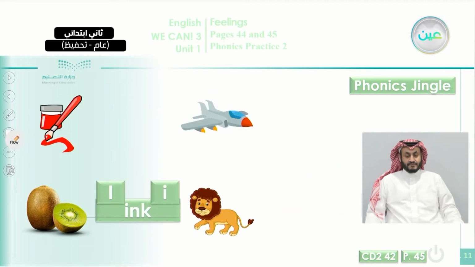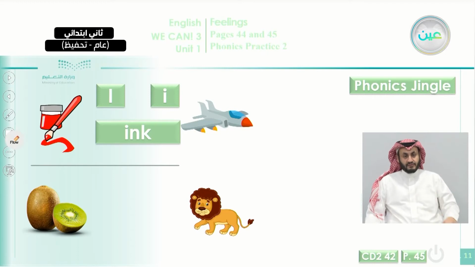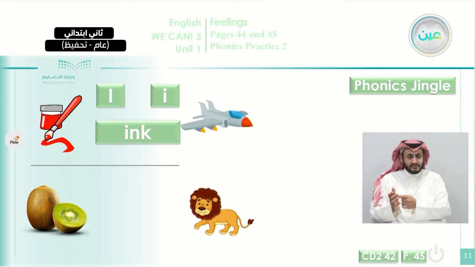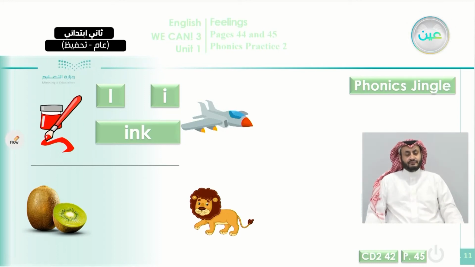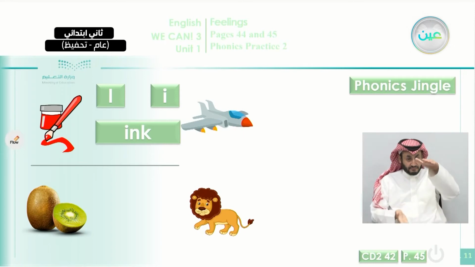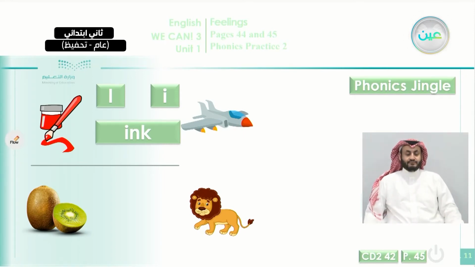Okay, we have here the first one. This picture, what does it tell you? It tells you about ink. Okay, this is ink. The word ink starts with I. You can write it in capital, as you can see in the first one, and you can write it in small, as you can see in the second one.